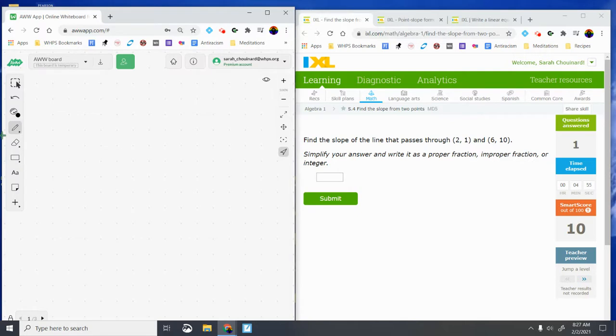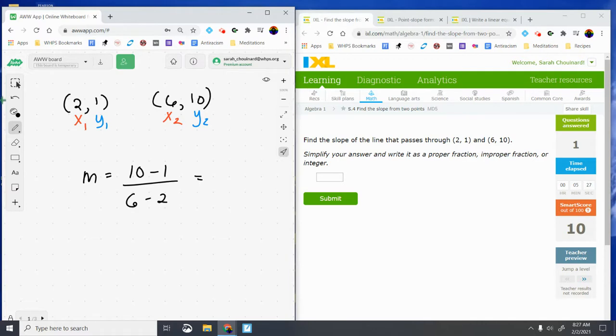So the points that I'm given are 2, 1, and 6, 10. So my x1, my first x coordinate is 2. My x2, my second x coordinate is 6. And then my y1, my first y coordinate is 1. And my y2, my second y coordinate is 10. So to calculate the slope, I'm going to do y2 minus y1 over x2 minus x1, which is going to give me 9/4.